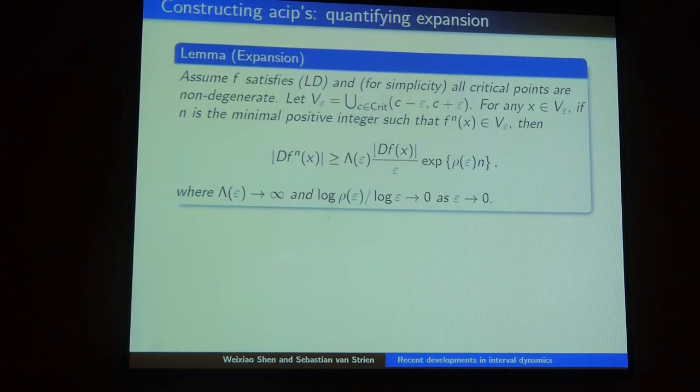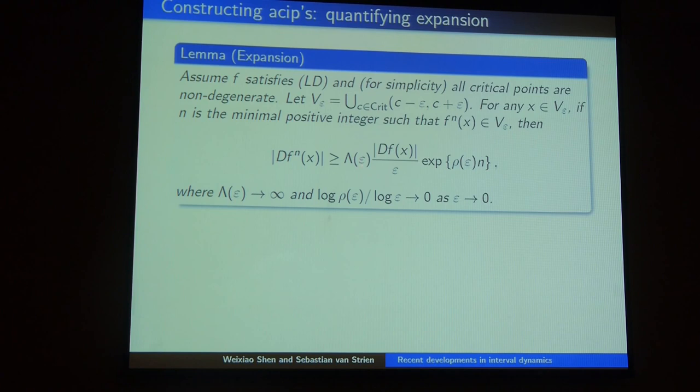So this is the quantification. It's a little bit technical, but let me try to explain. Let's start with a map with the LD condition, and for simplicity, let's assume all critical points are non-degenerate. Then this lemma gives an expansion property of first return maps to the epsilon neighborhood of the critical set. Here the epsilon neighborhood is of all the critical points. So take any x inside it, look at the first return time, and then you get a lower bound for the derivative. Let me explain a little bit.